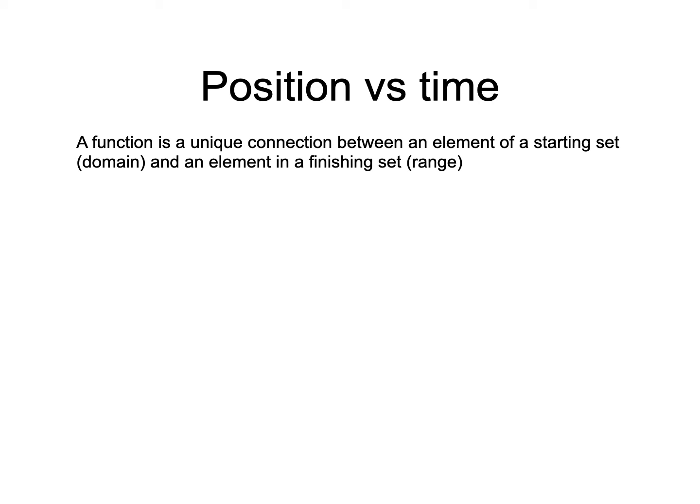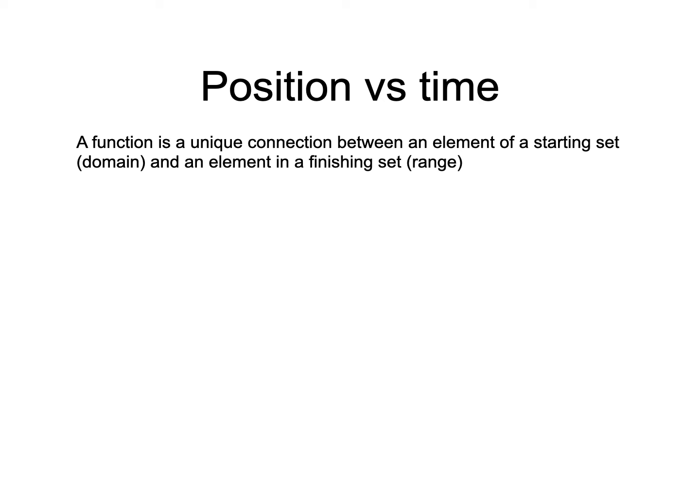A function is a unique connection between an element of a starting set, called the domain, and an element of a finishing set, called the range. Unique is a key word here in this definition. If you consider an interval of time as your domain, and the existence of an object during the interval of time, to each value of time during that interval, the object needs to be somewhere. Remember, the object does not explode. And it cannot be at more than one location at each time because each position defines a single point in space. The position is then a function of time.